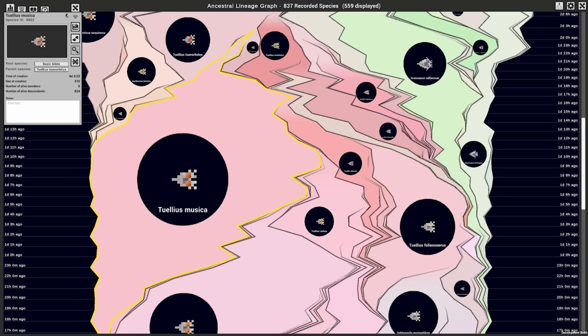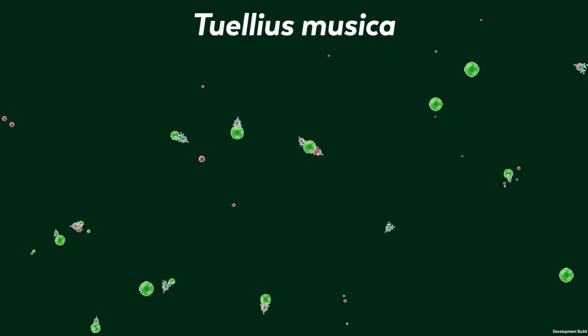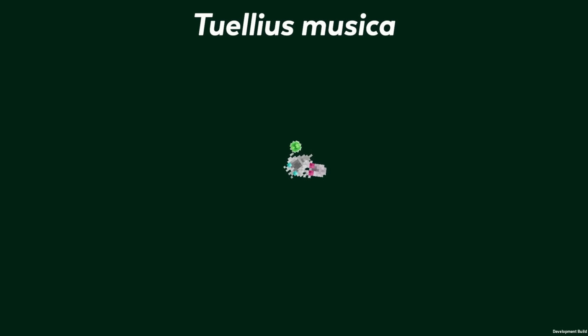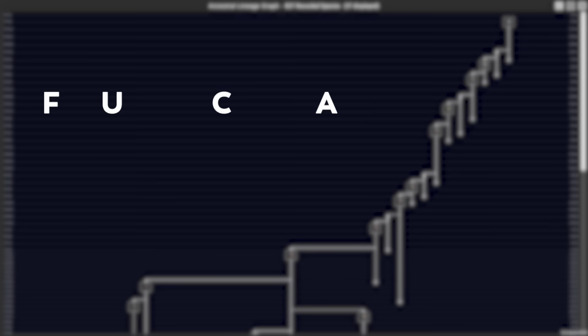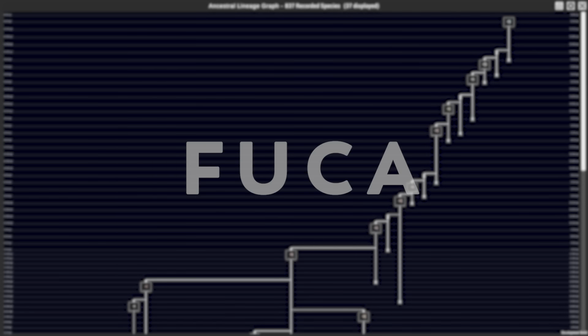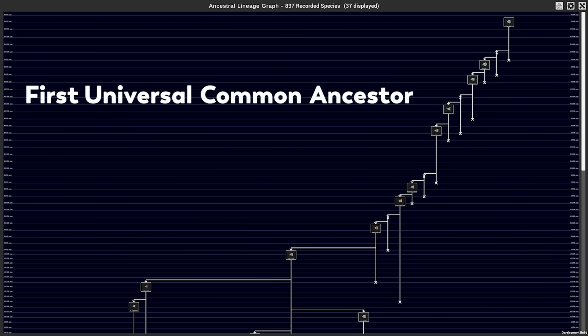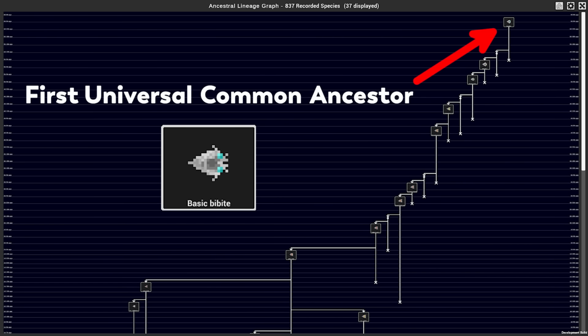Our new Luca, Tuilius musica, child species of the territorial Saboritelus, took over the denser zones and kept spreading, eradicating all the other lineages. Aside from the concept of Luca, there's also the title of the first universal common ancestor, called the Fuca, which in this case would still be held by the initial basic Bibit.